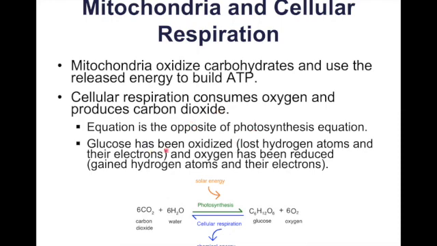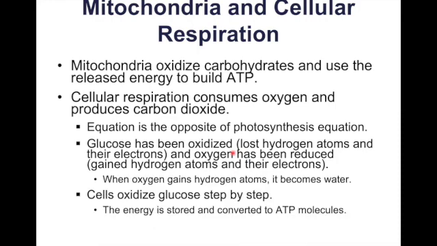So now the glucose is getting oxidized. It's losing the hydrogen atoms and their electrons. And then the oxygen is gaining those electrons, so it becomes water. And this is a step-by-step process. And then the energy is stored and converted to ATP.